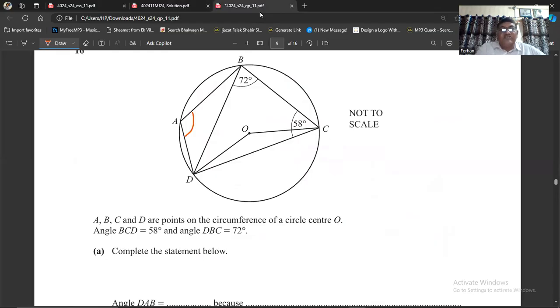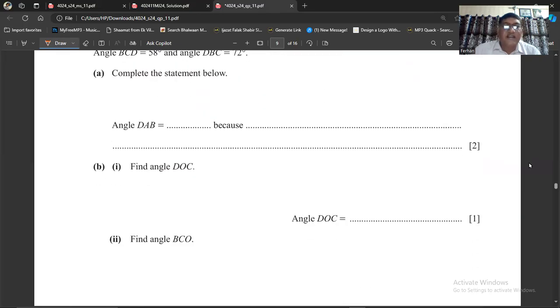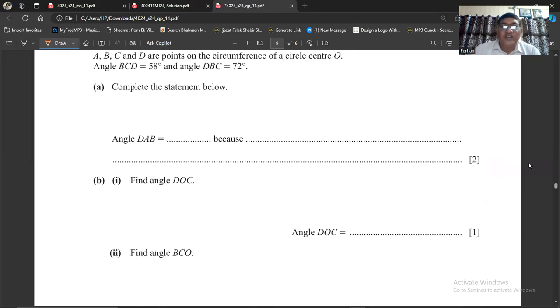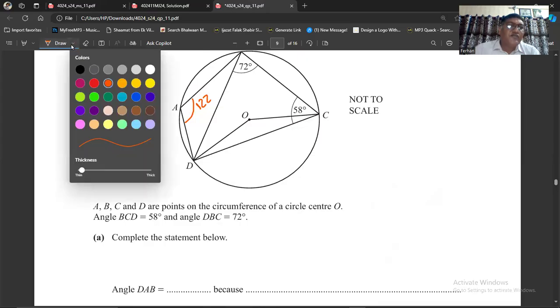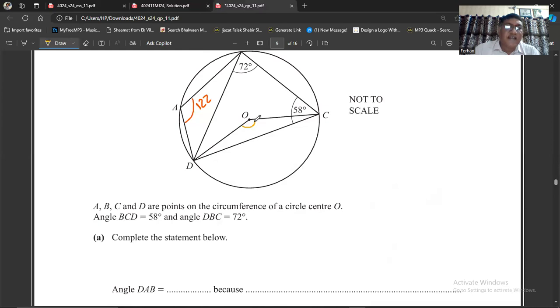Now, question number 16. This angle I found out to be 122. Okay, so we are going to the next part. It says find the angle DOC. They want me to find out the angle DOC. They want me to find out this angle.